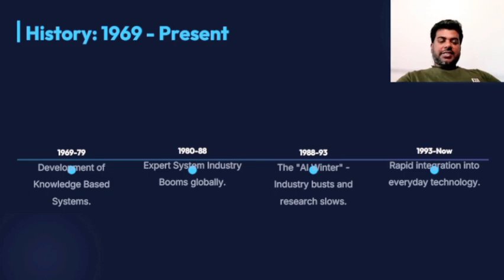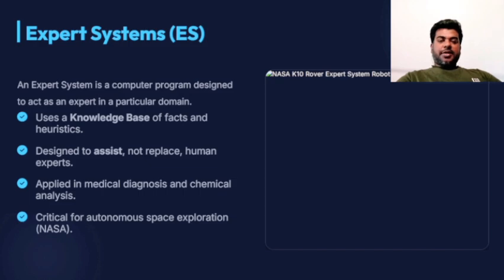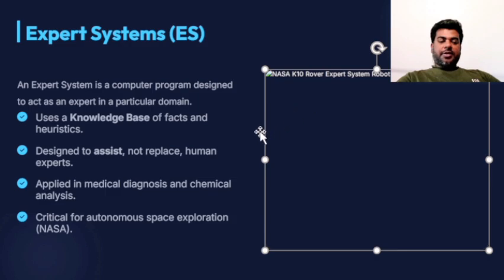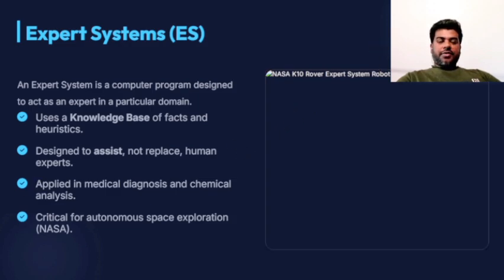Now we will come to slide 6, that is expert systems, and the visual that you see is the text regarding knowledge bases and the NASA K-10 rover. So one of the most practical branches of AI is the expert system. These are programs designed to mimic the decision-making ability of a human expert. They use a knowledge base of facts and rules to solve complex problems. It's important to note that these systems are meant to assist humans, not replace them. A great example is NASA's use of expert systems in rovers to navigate and analyze terrain where human intervention is not possible in real time.